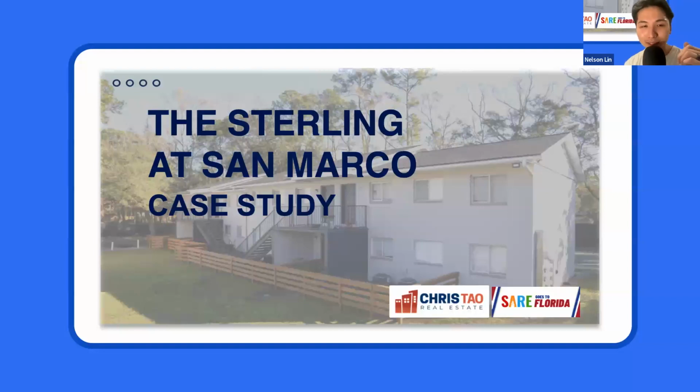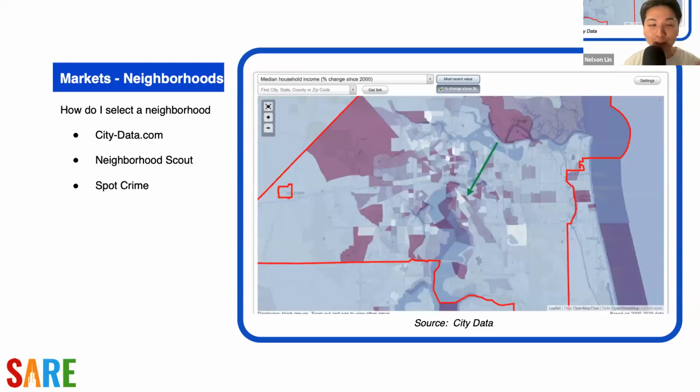So that being said, I'm going to finish this up with a case study. Starting at San Marco is one of the buildings we own in Jacksonville. You can see right here, I'm going to pull up the neighborhood in city data. It's this really purple area, this whiter area, a little bit higher crime.